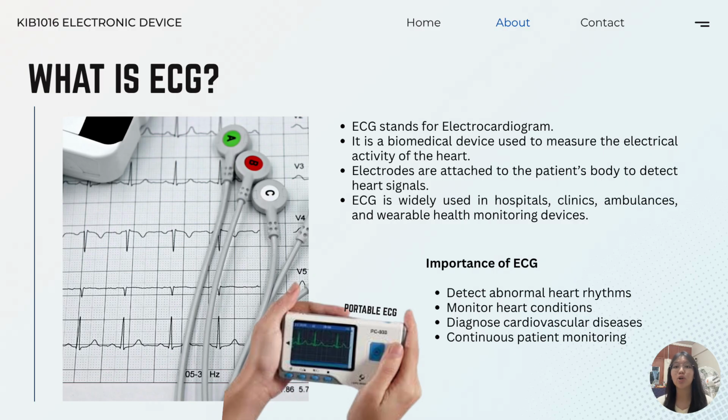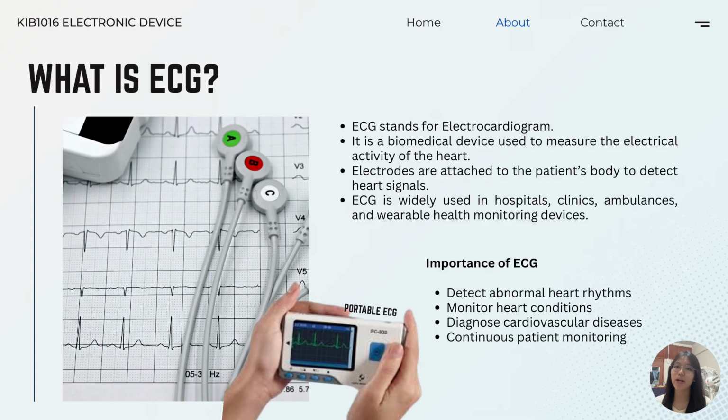ECG stands for electrocardiogram. It is a biomedical device used to measure the electrical activity generated by the heart. During an ECG measurement, electrodes are attached to the patient's skin to detect electrical impulses produced during the heartbeat. This signal is displayed as a waveform to help doctors analyze heart conditions and diagnose abnormalities such as arrhythmia and heart disease.